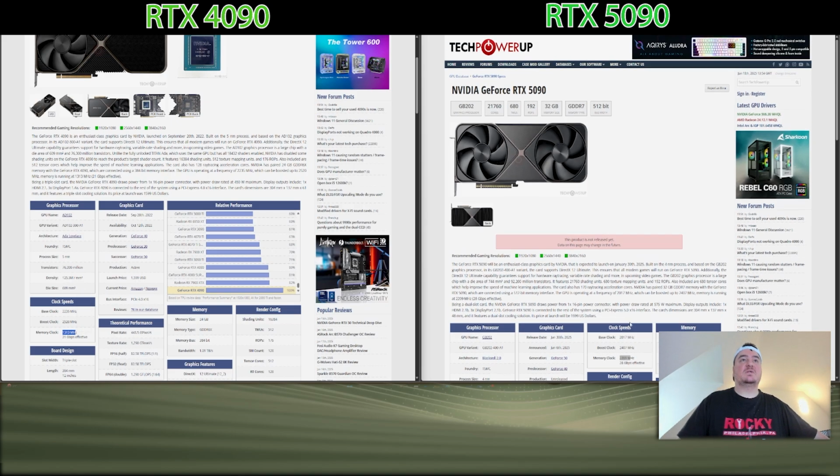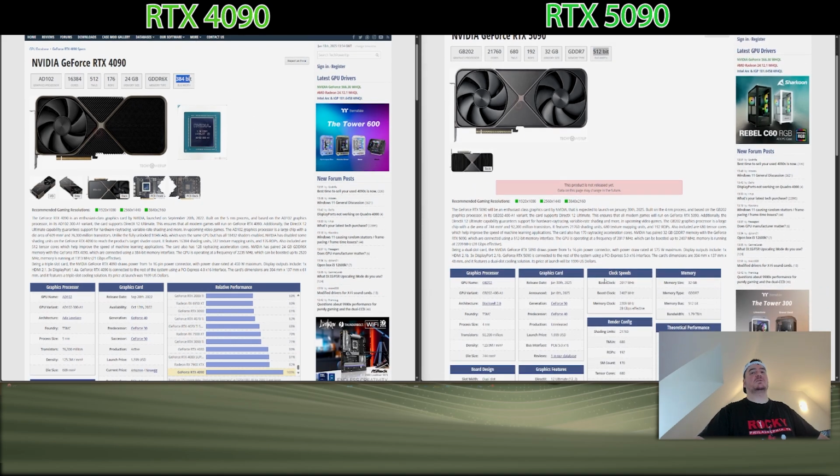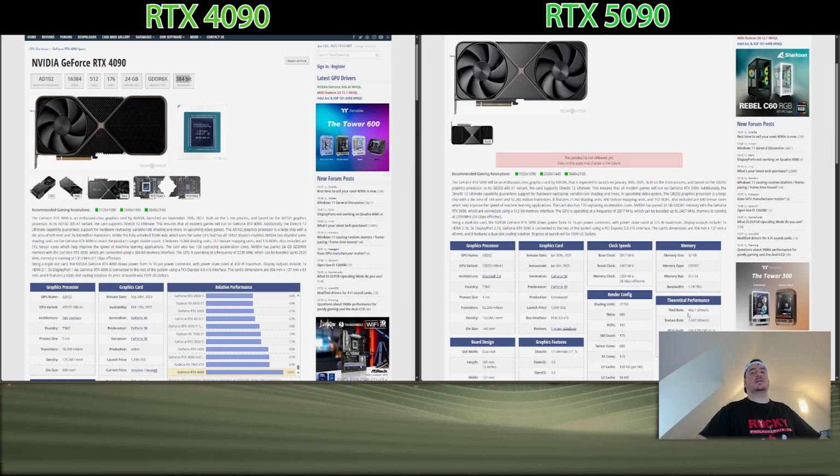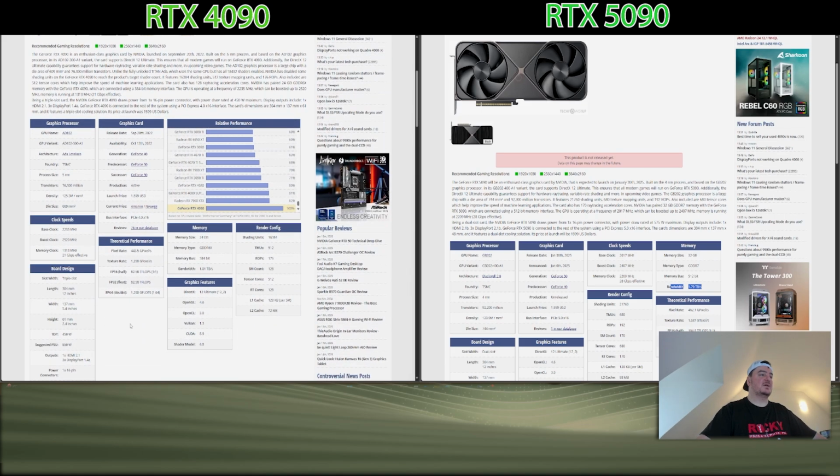And the memory bus has increased as well, because you've got 32 gigs compared to 24 gigs, so 8 gigs more memory, and it's running on 512 bits for the 5090 compared to 384 bits on the 4090. So you've got higher, faster memory, 28 compared to 21, and the total bandwidth will be 1.79 terabytes a second compared to probably 1 terabyte a second on the 4090.